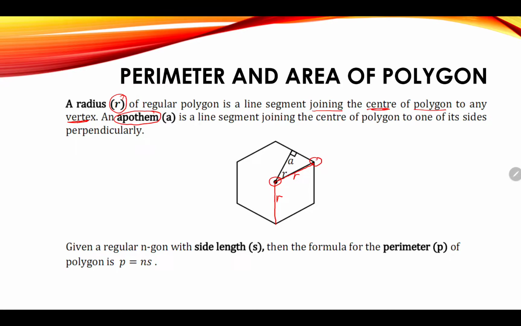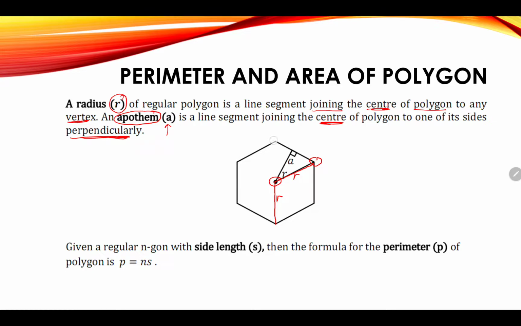And second one is the apothem. Okay, we denoted apothem as A. Okay, what is apothem? It is a line segment joining the center of the polygon to one of its sides perpendicularly. Okay, we joining the center and the side of the polygon perpendicularly.